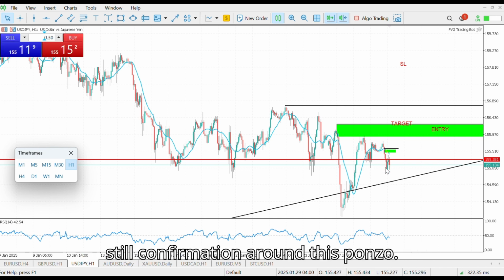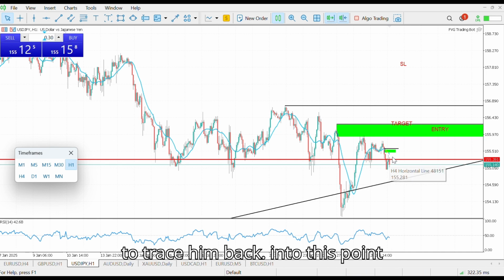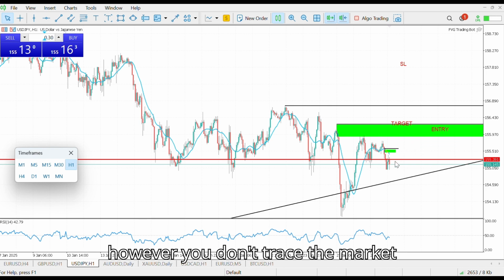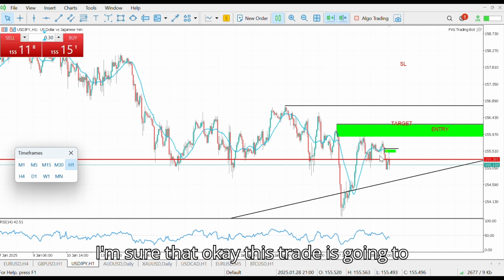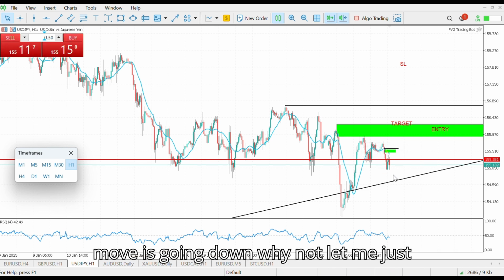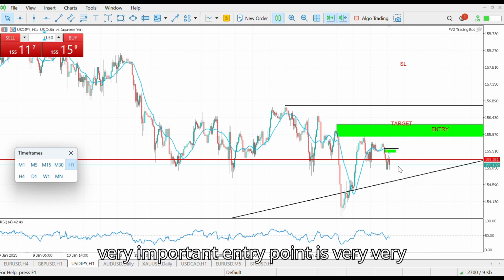However, there is still no confirmation around this point, so there's a tendency of price retracing back to this point. However, you don't chase the market because our entry has already been missed. That doesn't mean that since I'm sure this trade is going down, I should just enter the trade. No, entry point is very, very important.